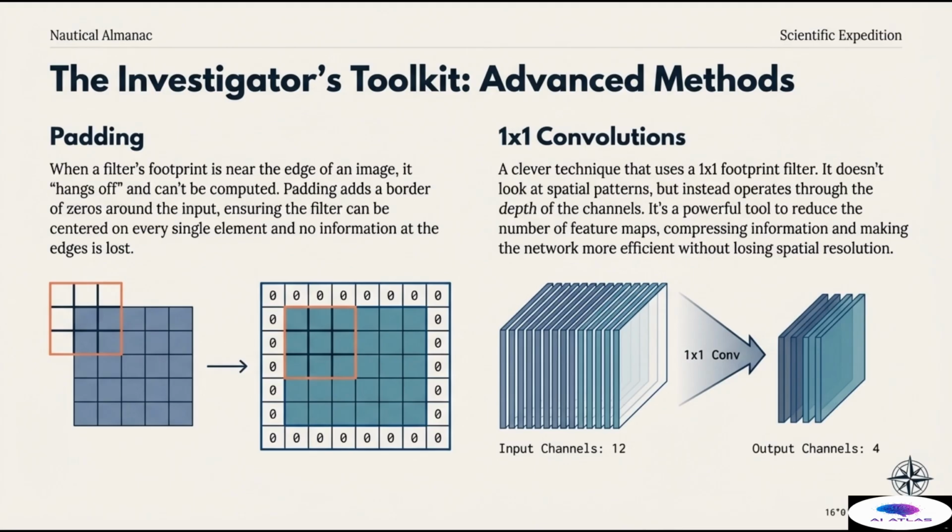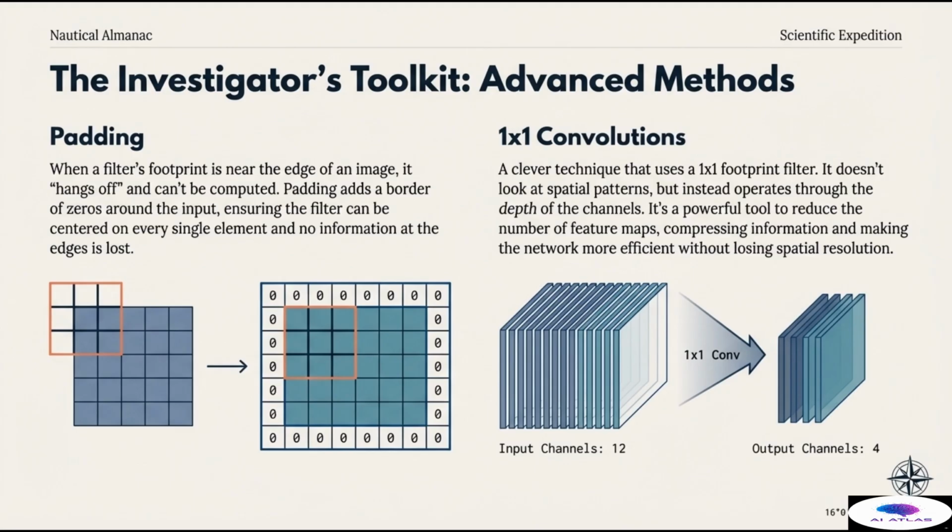Padding solves this. It involves adding a border of zeros, or padding, around the entire input image. This ensures that the filter can be perfectly centered on every single element, even those at the original edges. Padding prevents information loss and helps us control the spatial size of the output feature maps.